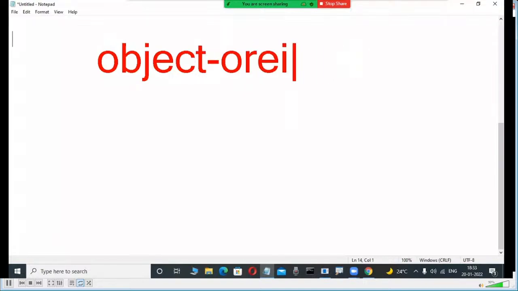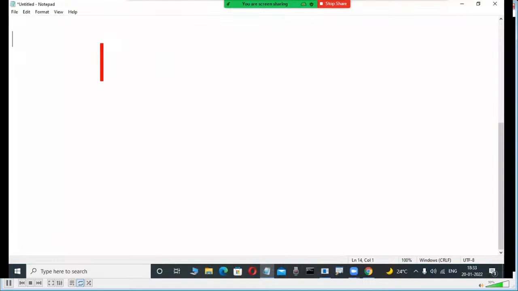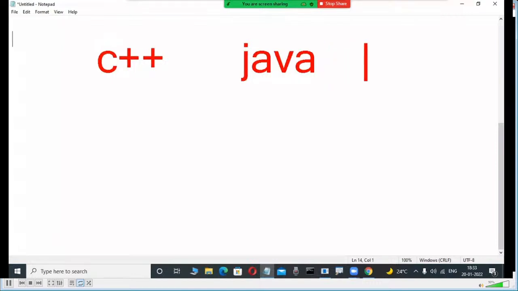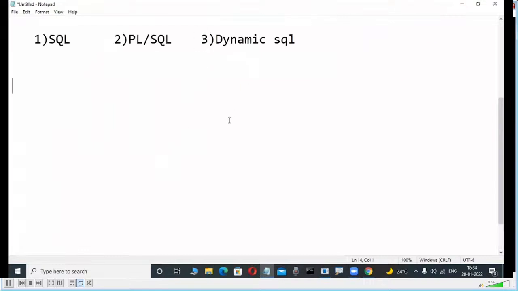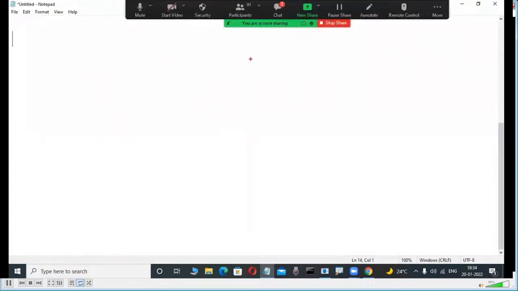What are the object-oriented languages worldwide? C++ is an object-oriented language. Java is a popular object-oriented language. C# .NET is an object-oriented language. VC++ is an object-oriented language. So many object-oriented languages are there. Today I am taking two languages as an example, where the same concepts exist, and through similar concepts we observe whether these SQLs are different or the same.